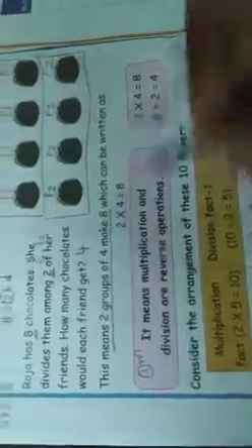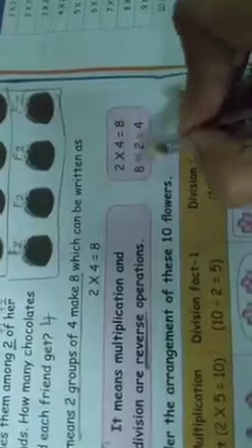And this is the division fact. Here both are given: this is multiplication and division. It means multiplication and division are reverse operations. Here, 2 4s are 8. This is multiplication. Which division can we write? That is the reverse: 8 divided by 4 equal to 2. This is also correct. Both are correct, because one multiplication can give 2 division facts.